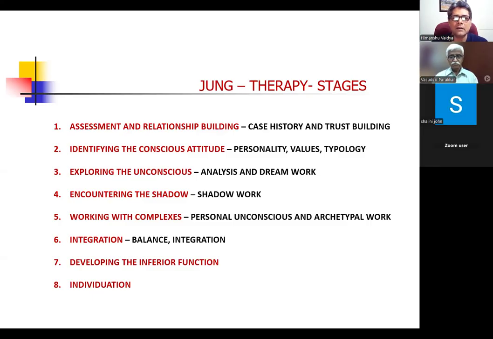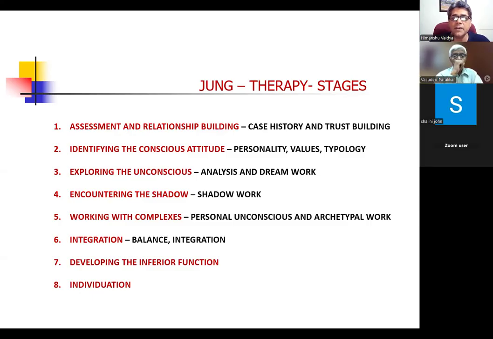So how does Jungian therapy go in each of the steps? The first one is assessment and relationship building. This is typically done by case history, and Jungians don't use that word, but it's holding, allowing the person to speak out all that he has to speak out. He should be free to speak, not only free, he should feel safe to speak what he has to speak, feel what he has to feel, so that he is able to heal himself.